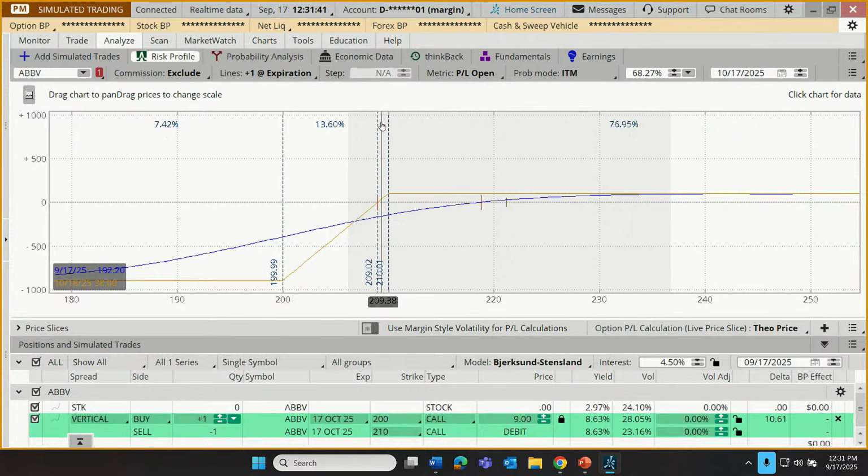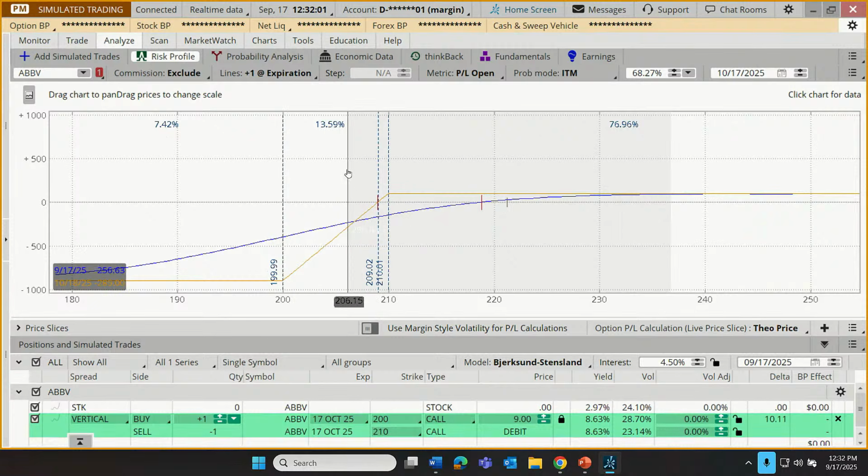All right. Now, one thing that's missing here, just because it's so small, there is a small probability that we wind up somewhere below break even and just short of our maximum gain. So not losing money, but not making the full dollar potential of the trade.